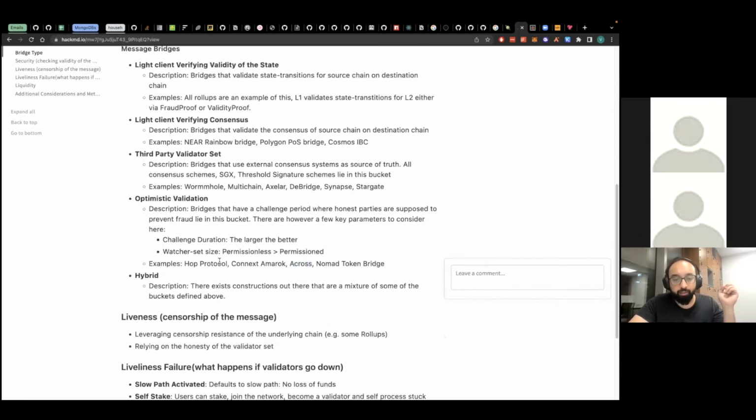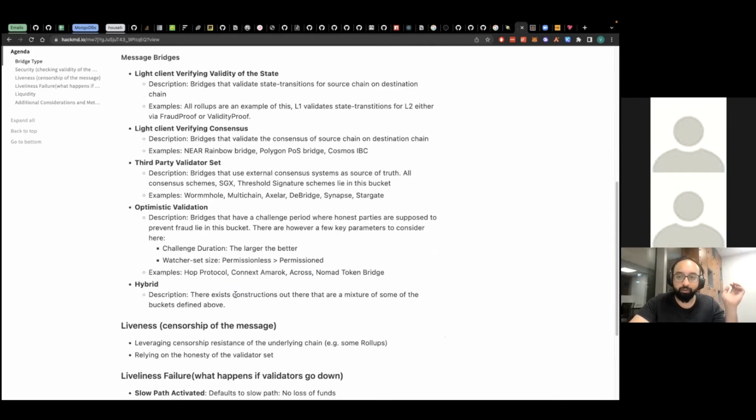One second. Yeah, there are some hybrid constructions. Yeah, probably a good point. Okay, let me expand on why the watcher set has to be fixed in cross-chain bridges. It's quite a mouthful, so feel free to ask questions. Happy to dive in deeper. Okay.